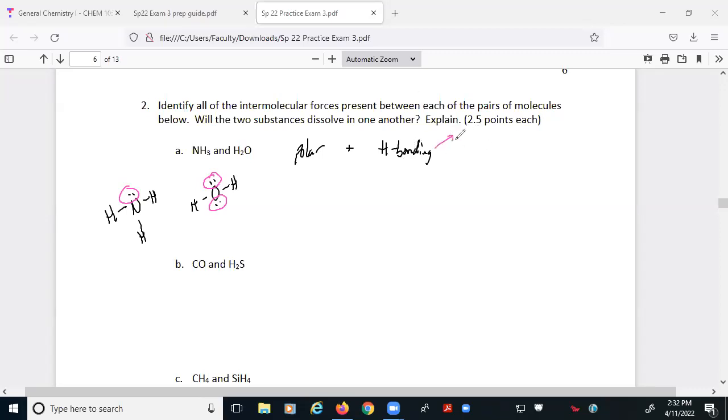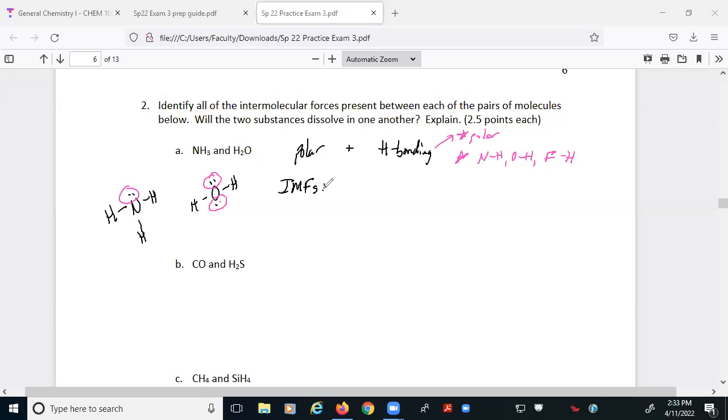Remember, for hydrogen bonding, you need to have something that is polar, and you have to have an NH, OH, or FH bond. Well, in this case, we know that we have polar molecules here. We also have an NH bond in ammonia and an OH bond in the water. So both of these exhibit hydrogen bonding as well. So they're both highly polar substances. So what kinds of intermolecular forces exist between them?